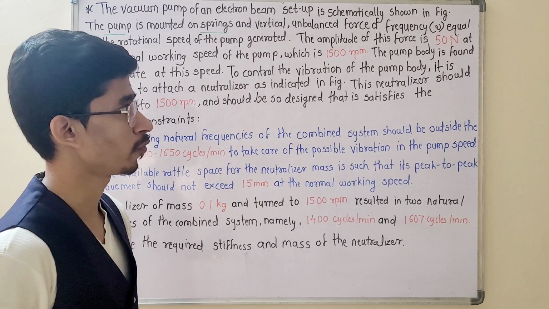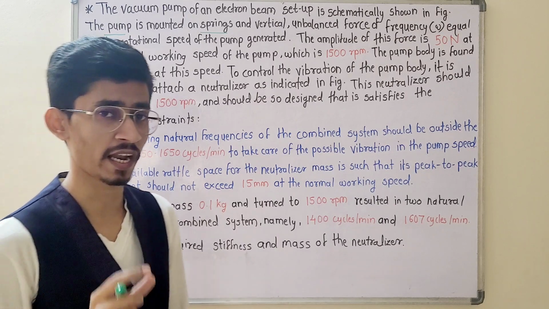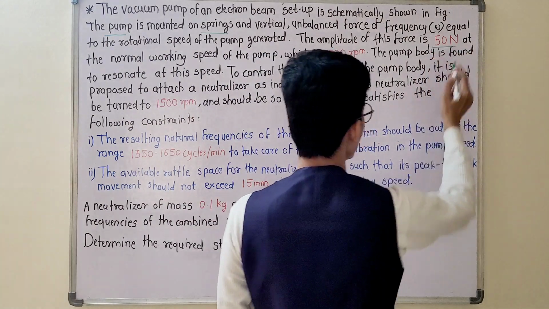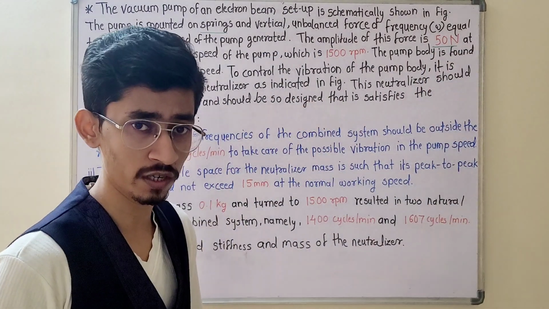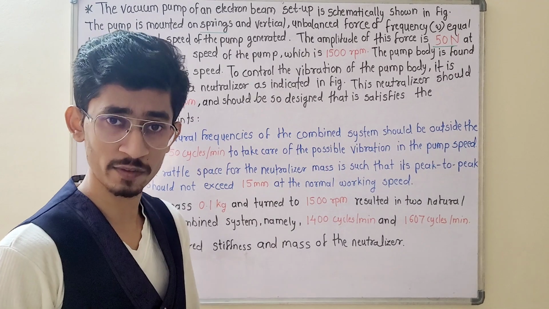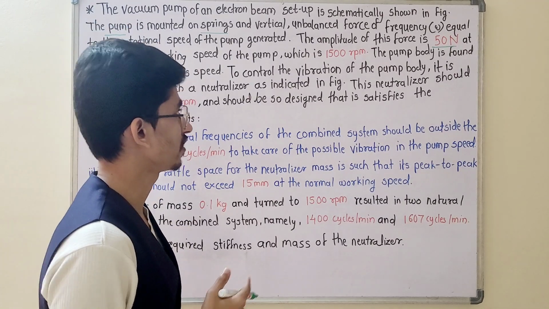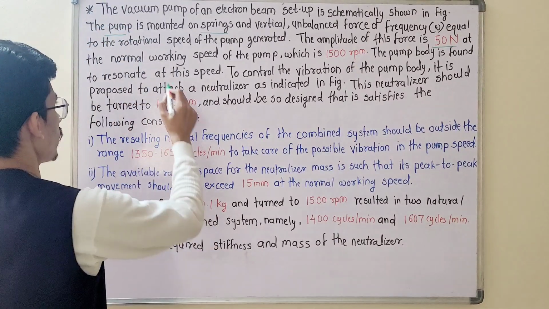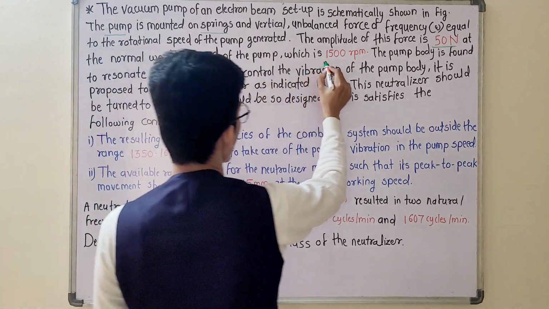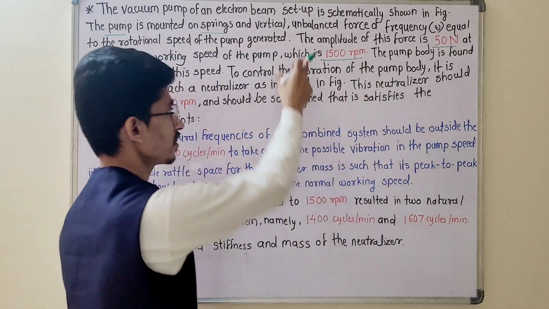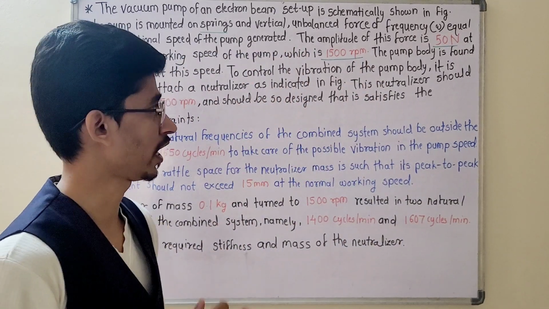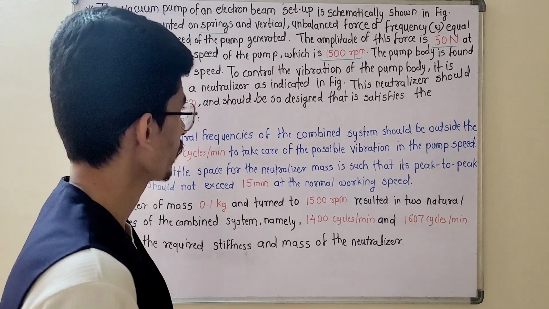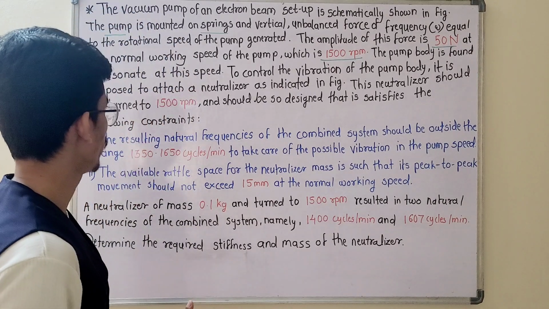The amplitude of the force is 50 Newton. This is additional data, which was not present in the last numerical that we solved. So this is newly given data. We will consider the amplitude of force as 50 Newton, and the normal working speed of the pump is 1500 rpm. At this speed the amplitude of the force is 50 Newton. The pump body is found to resonate at this speed.